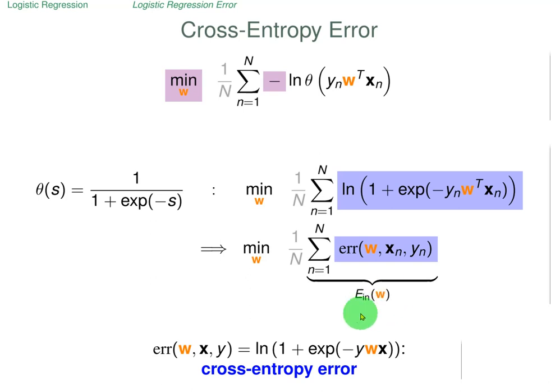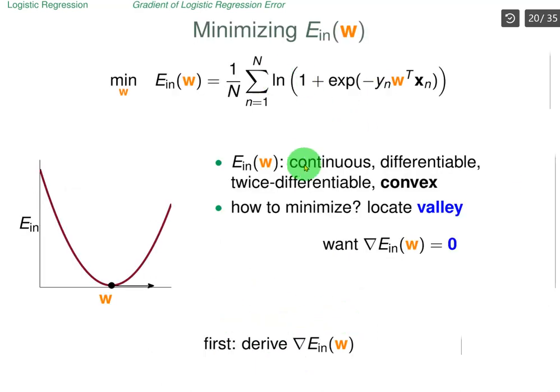In this case as well, we can take a look at the properties of this cross-entropy function. It's a continuous and differentiable, even twice differentiable function. Also a convex function. Convex functions, as I mentioned, have only one minimum, and that is the solution for this minimization problem. If our cross-entropy in-sample error function is differentiable, we can try to find the gradient of this function that will locate the valley where the gradient of this in-sample error is 0.